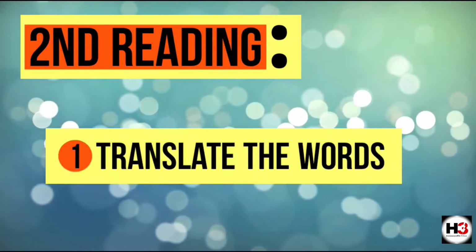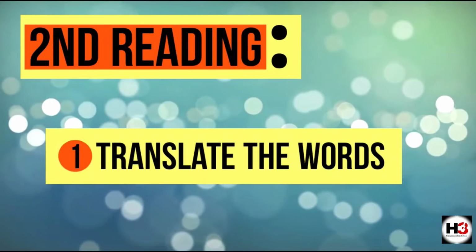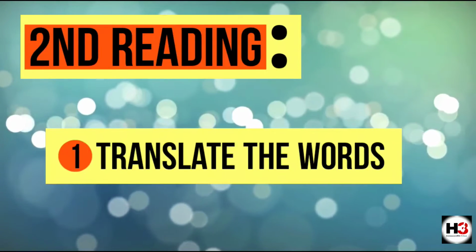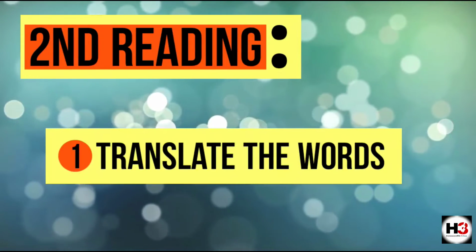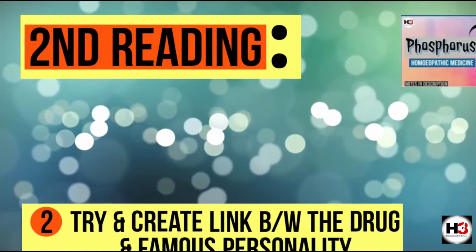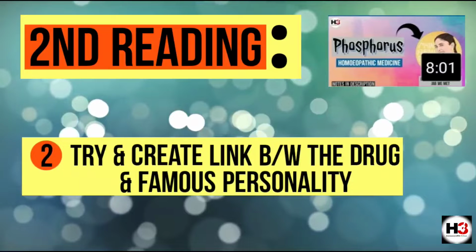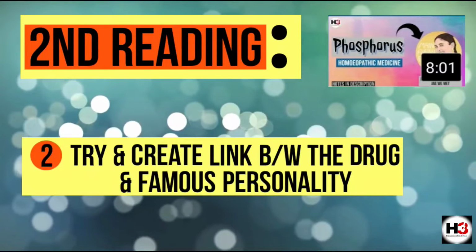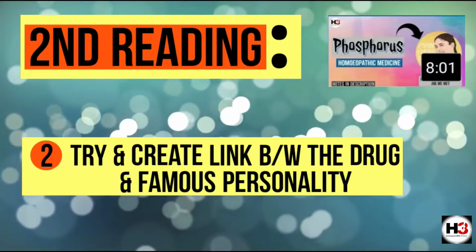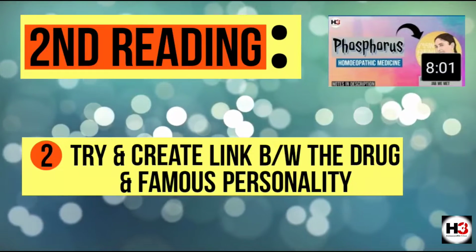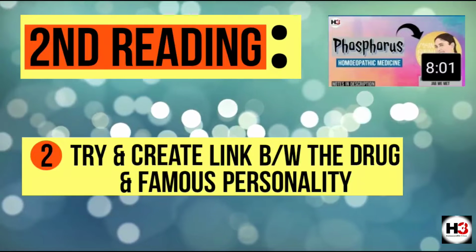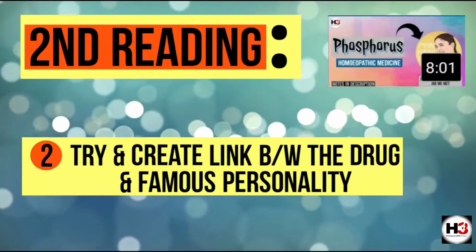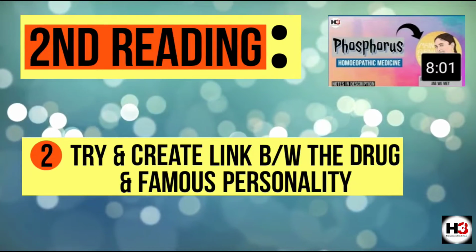In the second reading, you have to do two things. First is to translate these important but difficult English words into your mother tongue using the dictionary. And the second thing is to create a link between the drug you are reading and any real life famous personality, cartoon character, or movie character, etc. This will help you to remember the drug very easily, as now you have to remember only that famous character and then the entire drug will stand in front of your eyes.